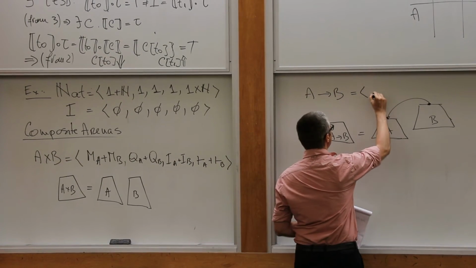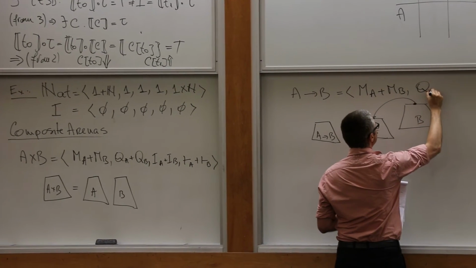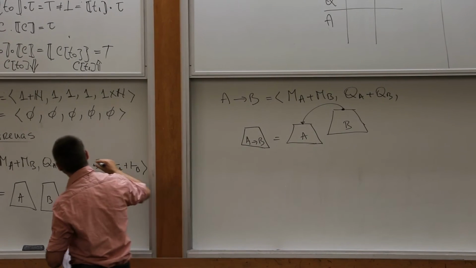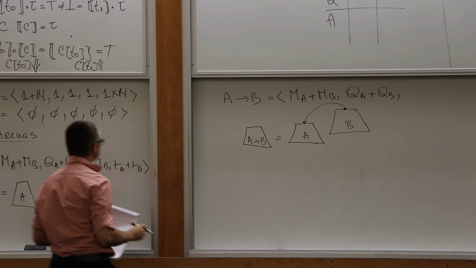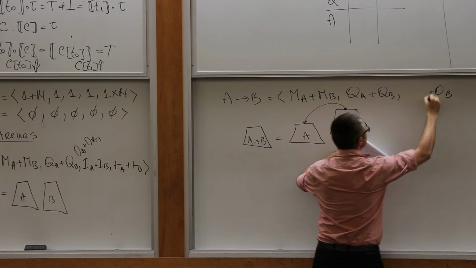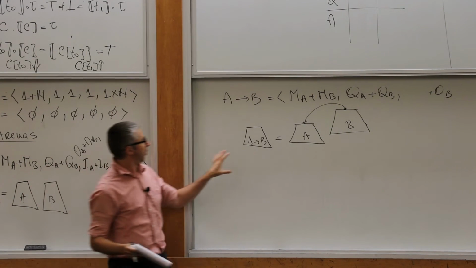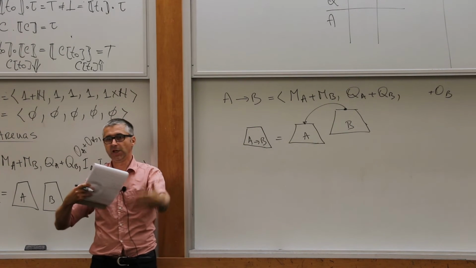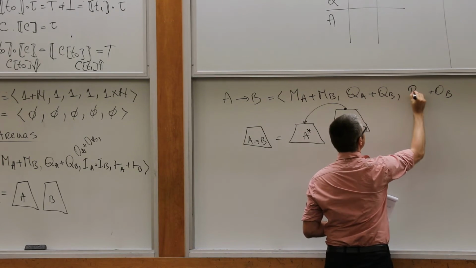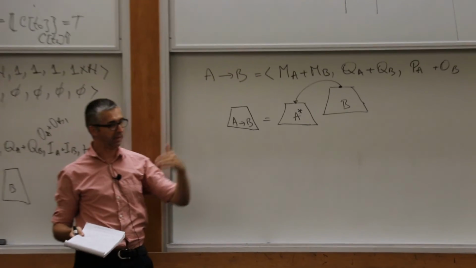So what does this mean? The moves are M_A plus M_B, and the questions are Q_A plus Q_B. Now here what's going to happen is that a proponent move is a bit like an output, an opponent move is a bit like an input. When I put an arena in the contravariant position, the opponent-proponent, the input-output polarities have to be reversed. So what used to be proponent or P moves in A become O moves, and O moves become P moves.